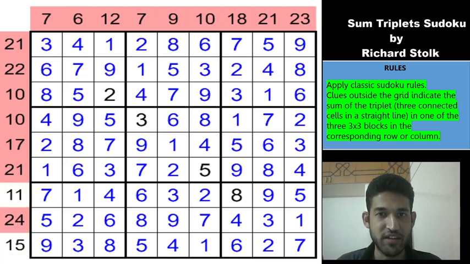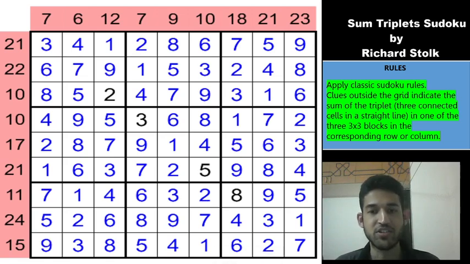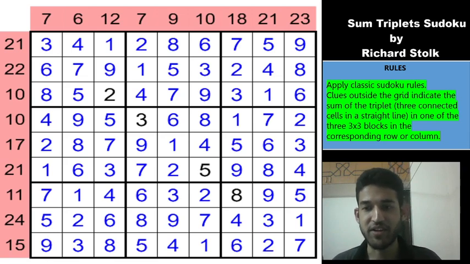If you look, 11 is satisfied from here. 7 4 and 2 3 and 6 is 11. And for the 15, 2 6 and 7 is 15. So with that we have completed this very tough Sudoku, I would say. We've taken 34 minutes.